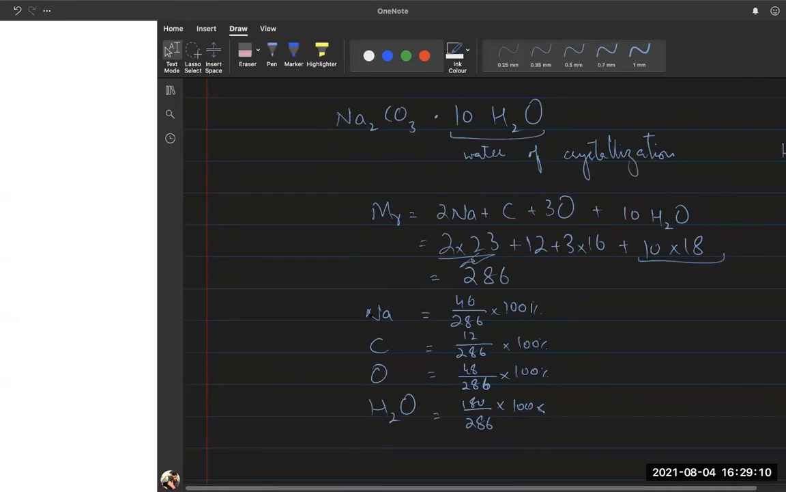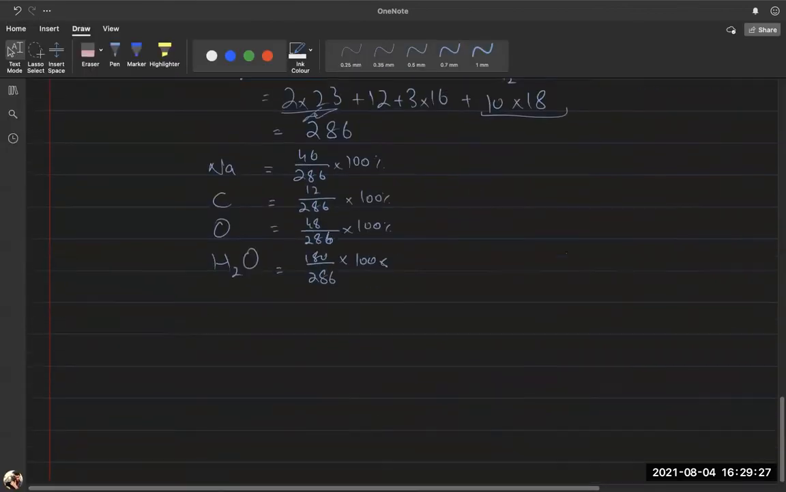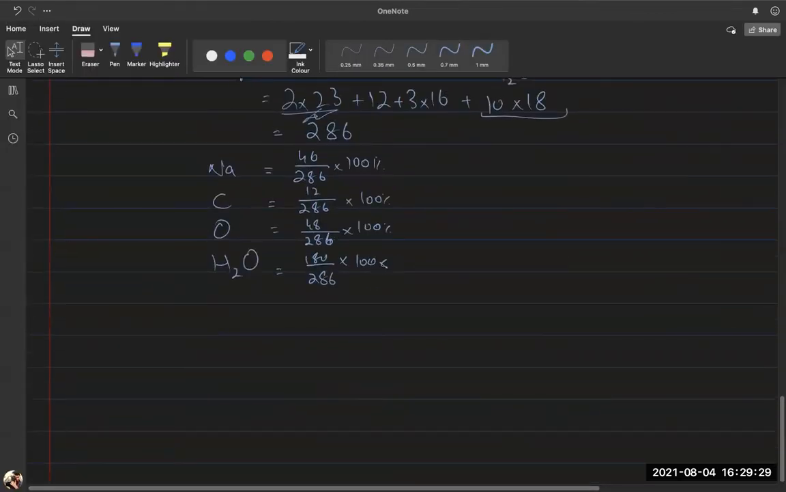Why is this useful? Number one, we needed it to calculate the empirical formula. And number two, we use it to figure out how much water we can extract from something, or how much of a metal we can extract from its ore, or something like that. The examiner sometimes uses this to quiz you.